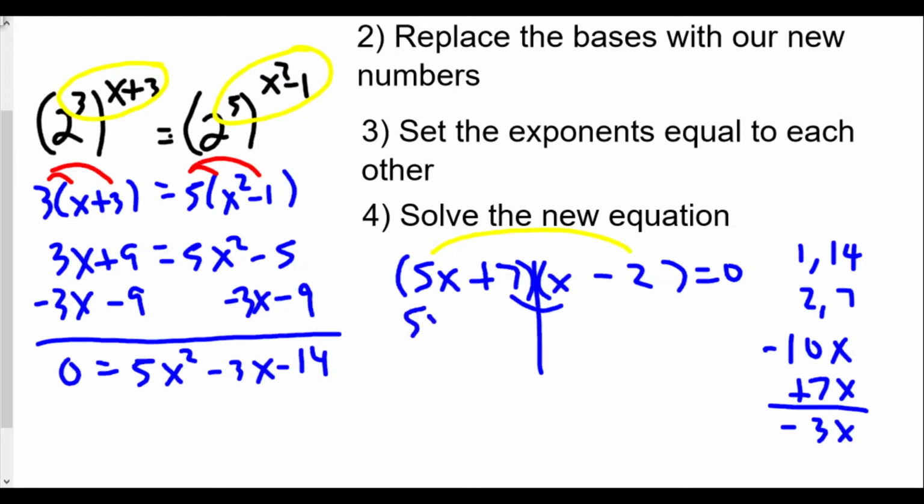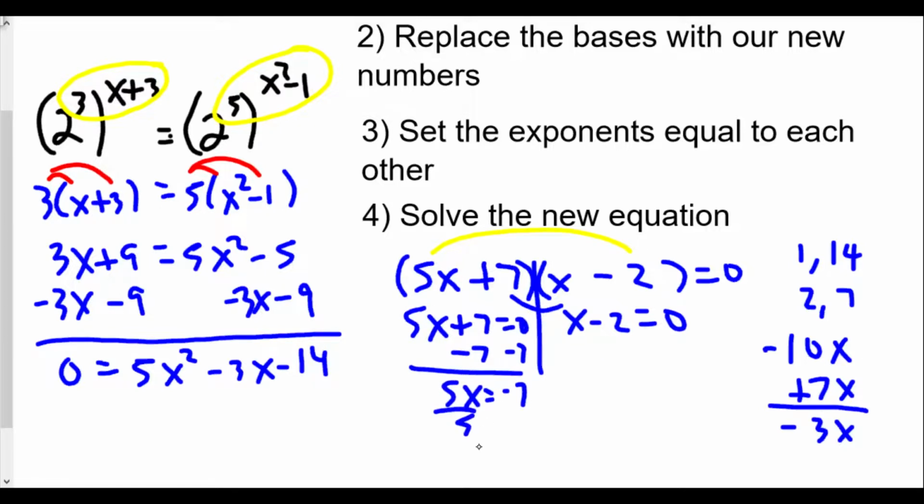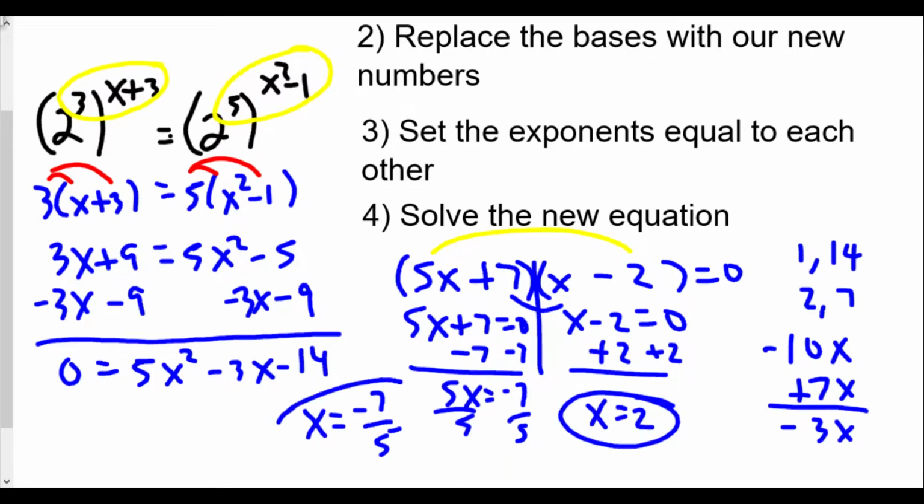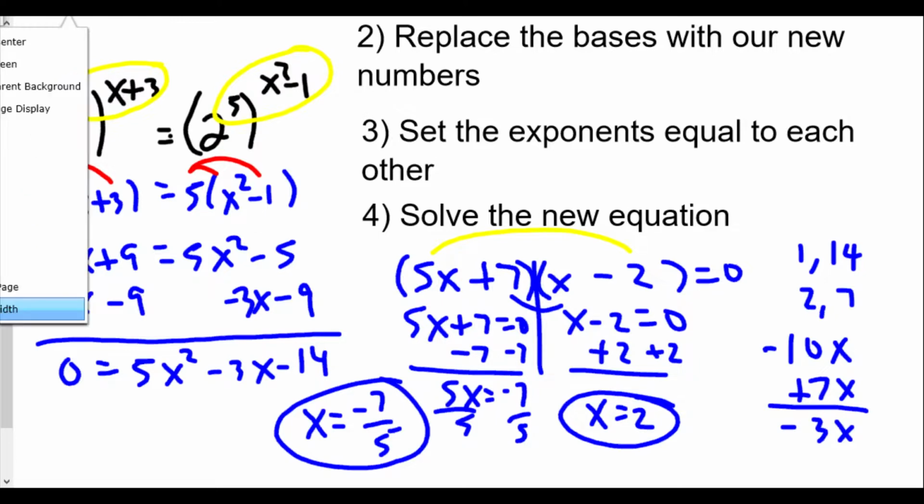So we have 5x plus 7 equals 0, and x minus 2 equals 0. Of course, for 5x plus 7 equals 0, I subtract 7 from both sides to get 5x equals negative 7. Divide both sides by 5, and x is equal to negative 7 over 5. And if I add 2 to both sides of the second equation, I get x equals 2. And so those are my two solutions for this problem.